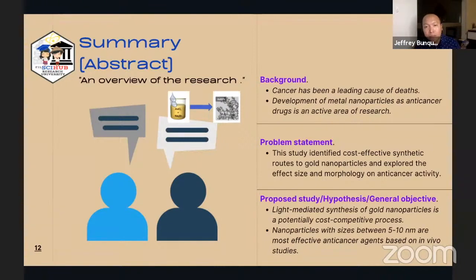pag-prevent ng cancer. Okay, and then the last part here talks about, again, specifics of the proposed study, hypothesis, and general objectives. So light-mediated synthesis of gold nanoparticles is a potentially cost-effective synthesis process, for example. So dun ka na nagbabanggit ng specific approach or a specific synthetic strategy. And then lastly, you talk about nanoparticles with sizes between meters, most effective anti-cancer agents based on in vivo study. So nandun na pumasok na yung scope ng inyong study.